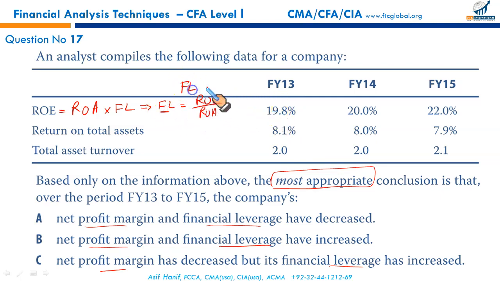For financial leverage, for FY13, 19.8 upon 8.1 gives me 2.44. Financial leverage for FY14, 20 divided by 8, that is 2.5. For FY15, 22 divided by 7.9, it's 2.78. So yes, financial leverage is increasing. Convinced. What about net profit now?